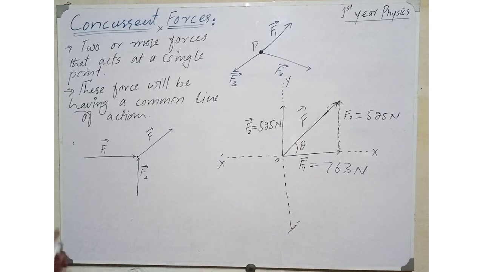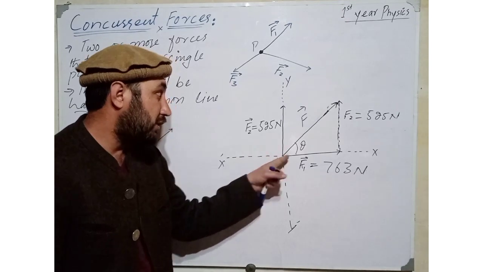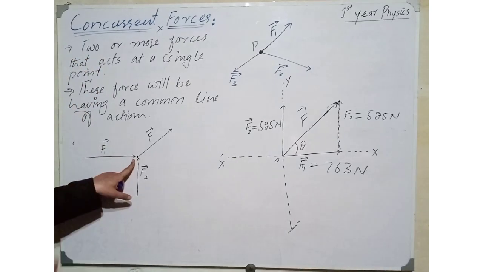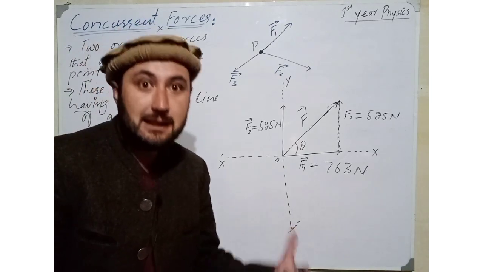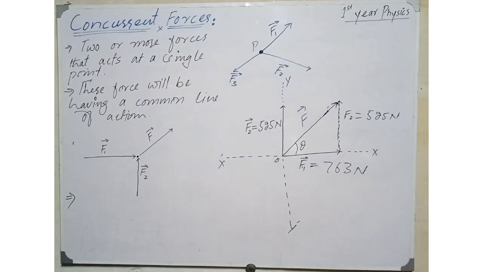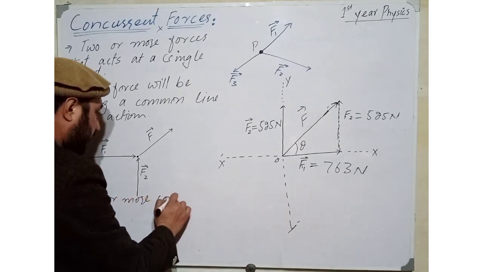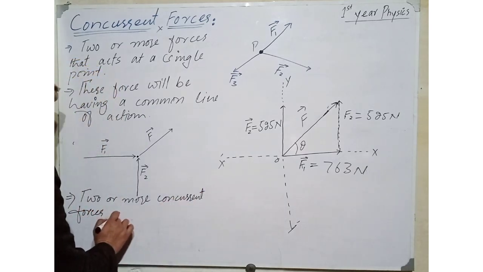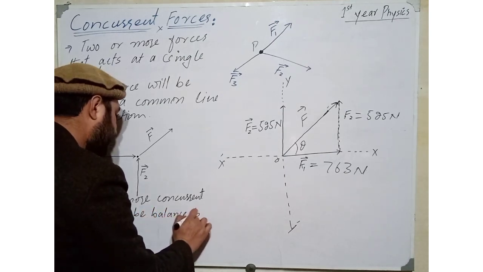Now, as I mentioned, we can balance such concurrent forces because both these forces act upon a single point, so by definition they are concurrent. Such concurrent forces can be balanced by a single force, and that force is what we call the equilibrant force. So two or more concurrent forces can be balanced by a single force.